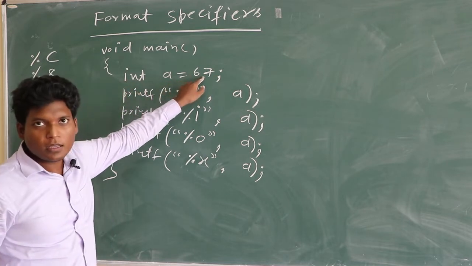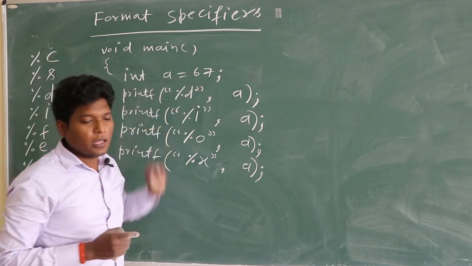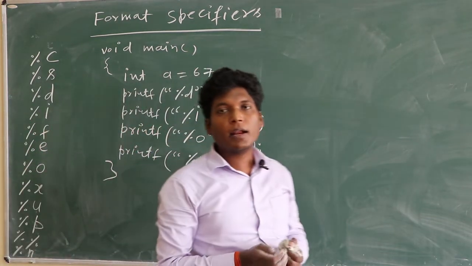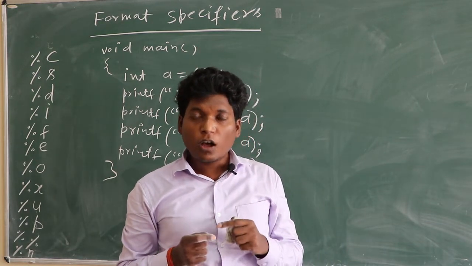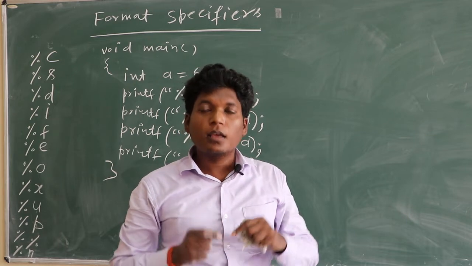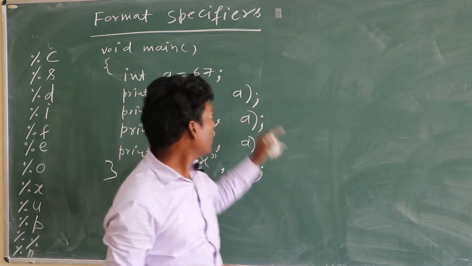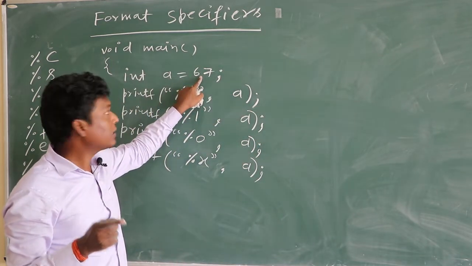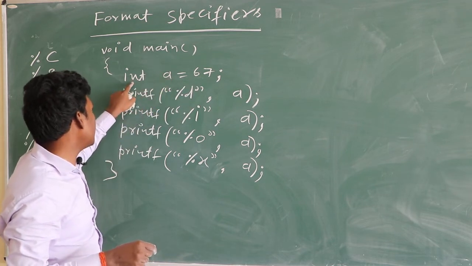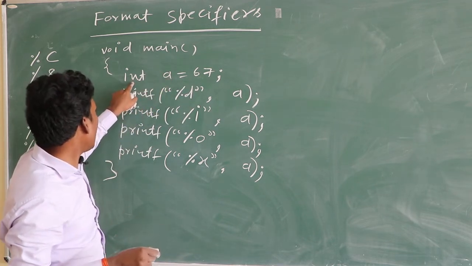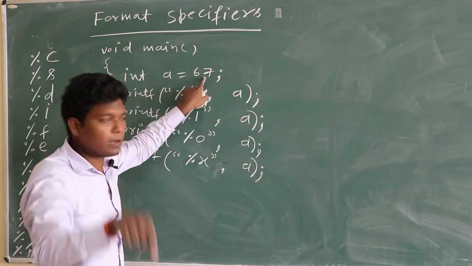67 is a decimal number. A is an integer variable. A decimal number is also an integer number. Basically, an integer number may be a decimal number, binary number, octal number, hexadecimal number, any number system number. All numbers are integer here. So 67 is an integer number in the decimal number system. A is an integer variable, and int is a data type, integer data type. So all are the same, but this integer is in the decimal number system.